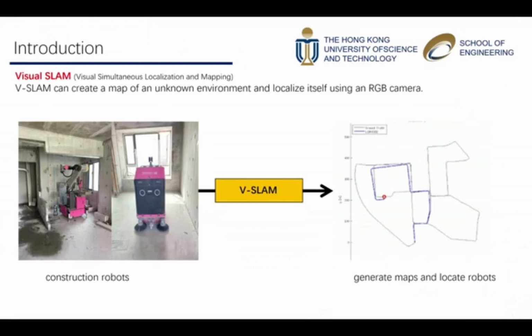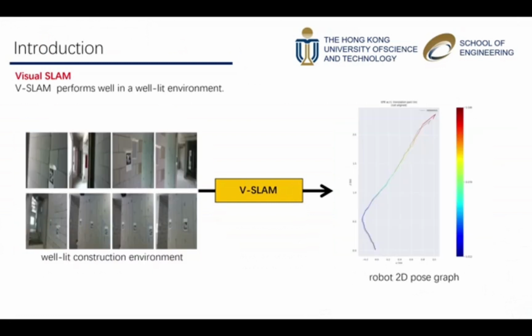The existing visual SLAM systems, such as ORB-SLAM2 or ORB-SLAM3, have performance that varies in both datasets and real-world experiments. We can see in the picture, in a real, well-lit construction environment, the robot can use visual SLAM to create a 2D pose graph. The colored line is the visual SLAM result, and the dotted line is the ground truth. We can see there are not big errors.